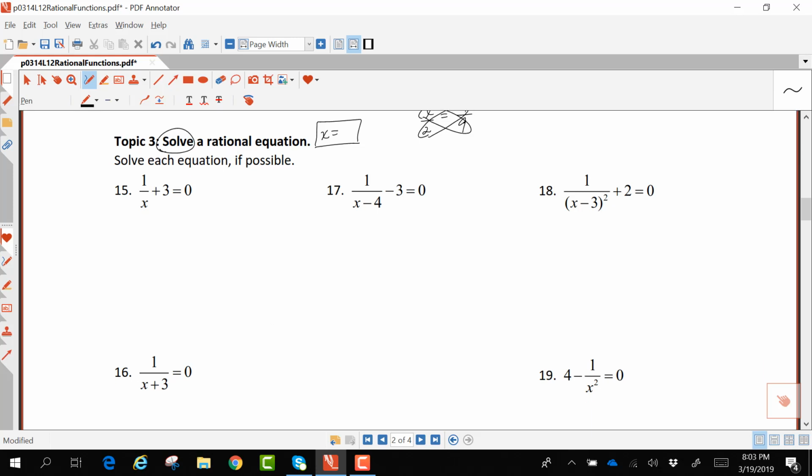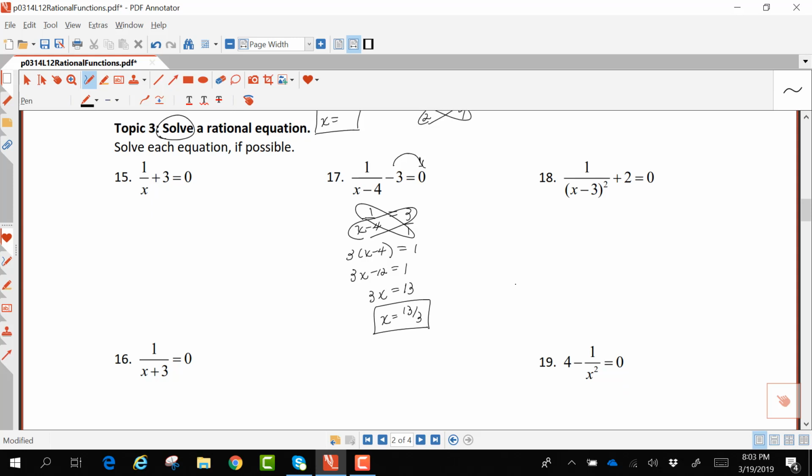So looking at number 17, it is not a fraction equaling a fraction, but we can make this the case by adding 3 to each side. Then we would result in 1 over x minus 4 equaling 3, or 3 over 1. At this point, we can cross multiply and have 3 times x minus 4 equaling the 1 times 1. Now the solving process would be to distribute the 3, then to add 12 to each side, and then to divide by the 3. This is the solution to the equation.